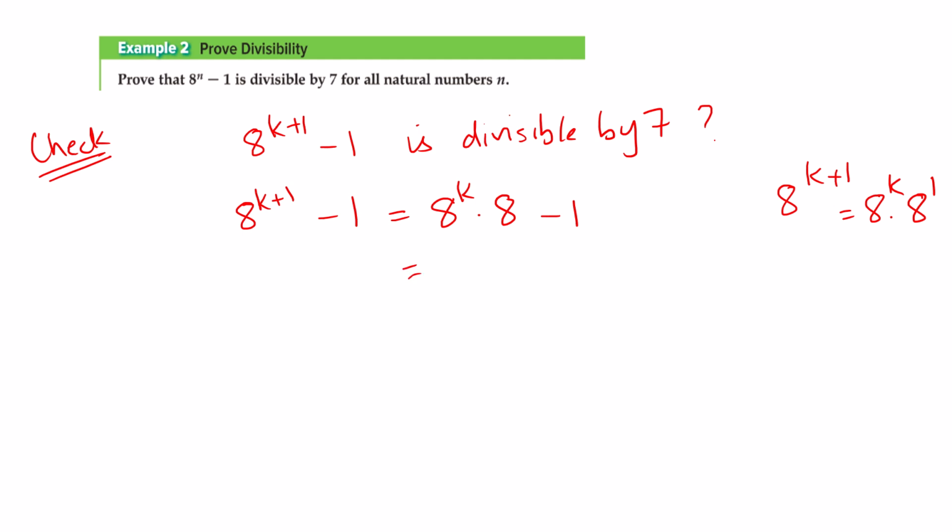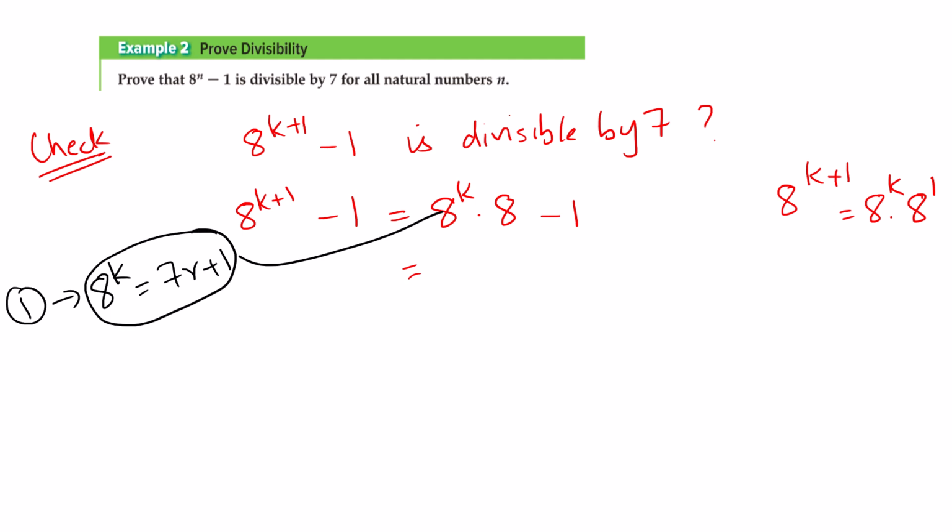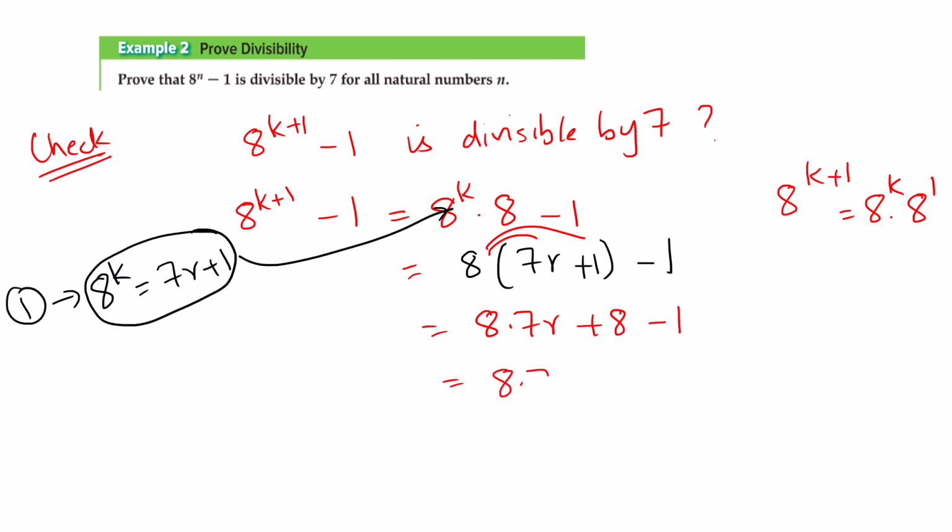Now from step 2, what was our first equation? The equation we had got was 8^k = 7r + 1. This was coming from step 2, so I'm going to put it here in place of 8^k. Let's see what we get. So 8 multiplied by (7r + 1) minus 1. Now we'll just open the brackets and do the multiplication. So this is 8 multiplied by 7r plus 8 minus 1. So 8 multiplied by 7r plus 7. We are just trying to simplify.